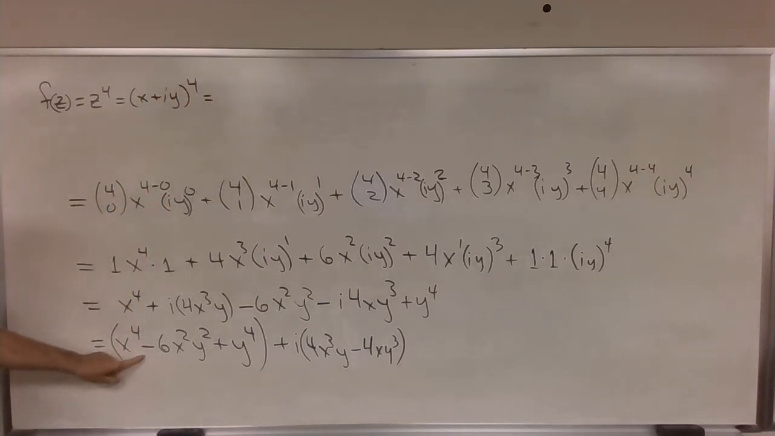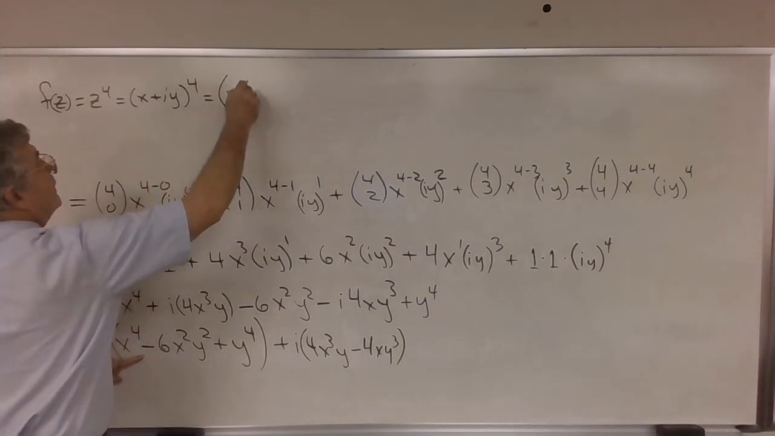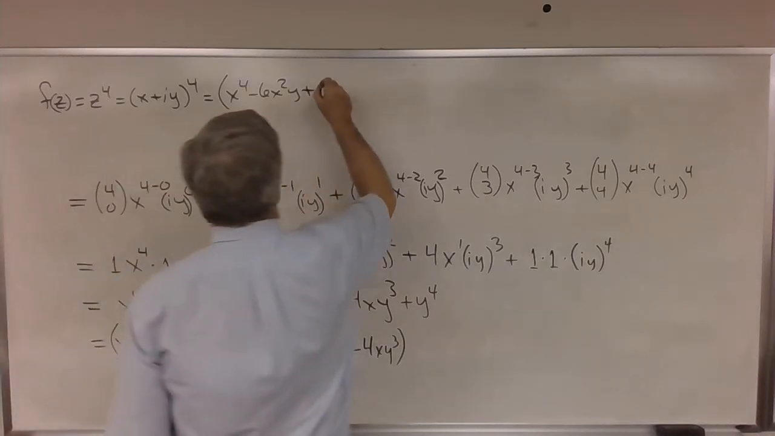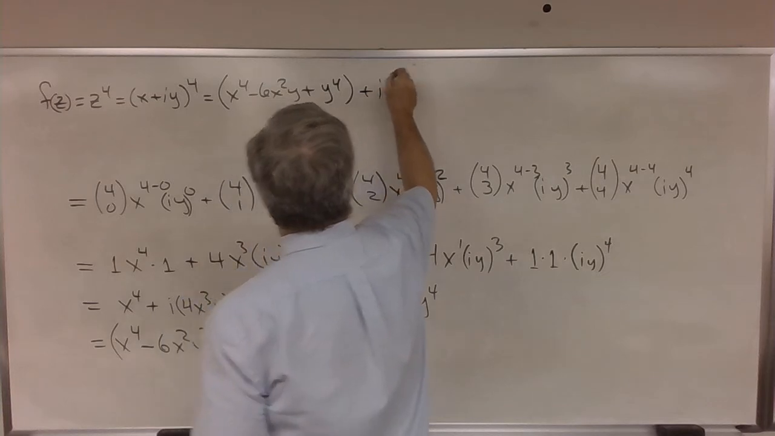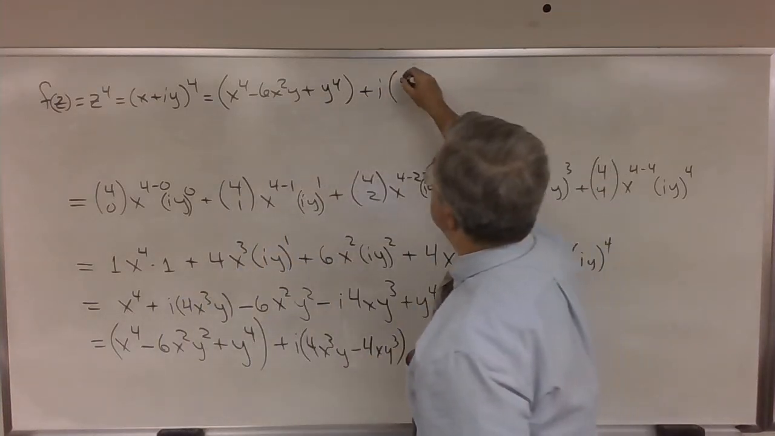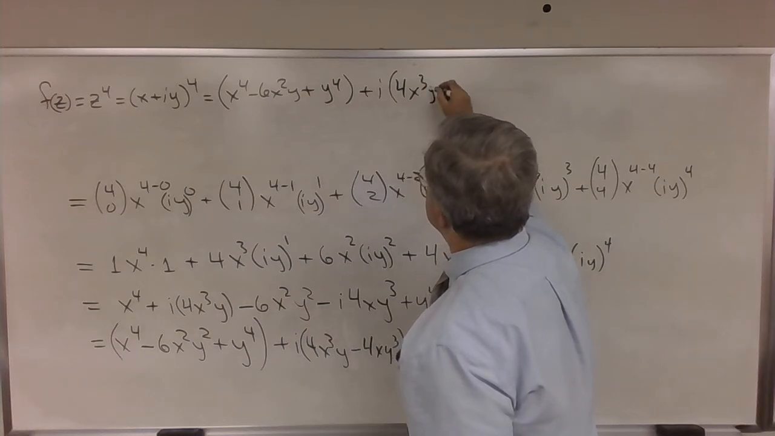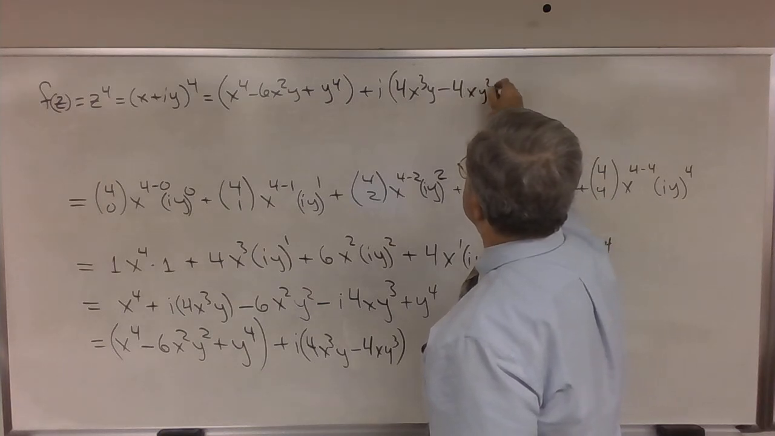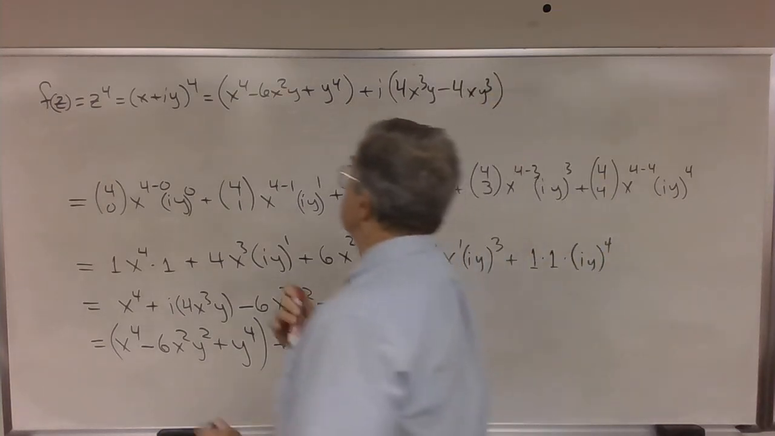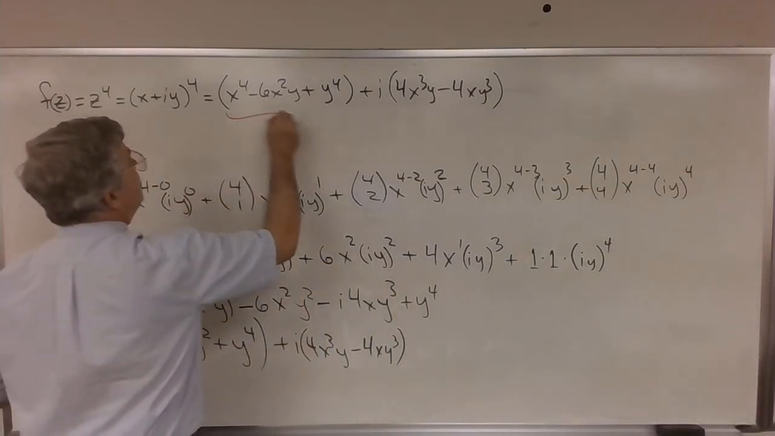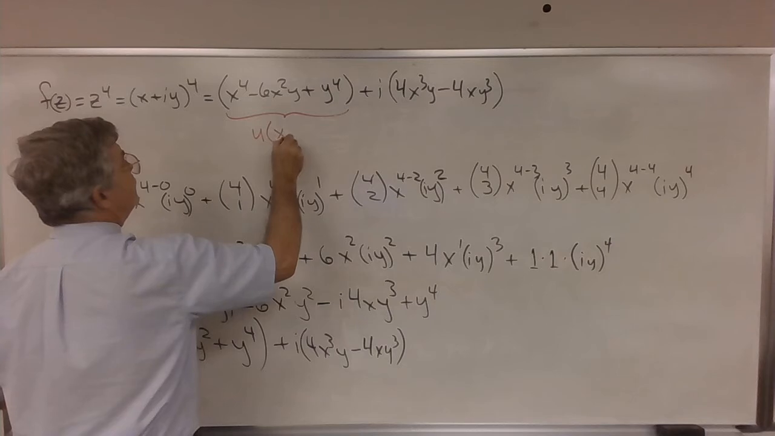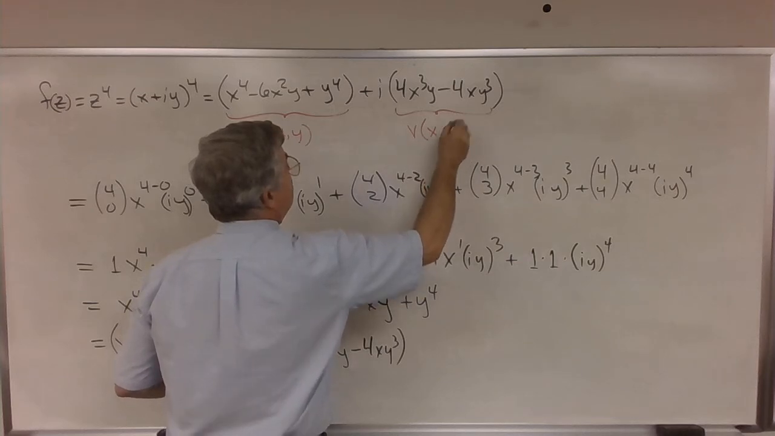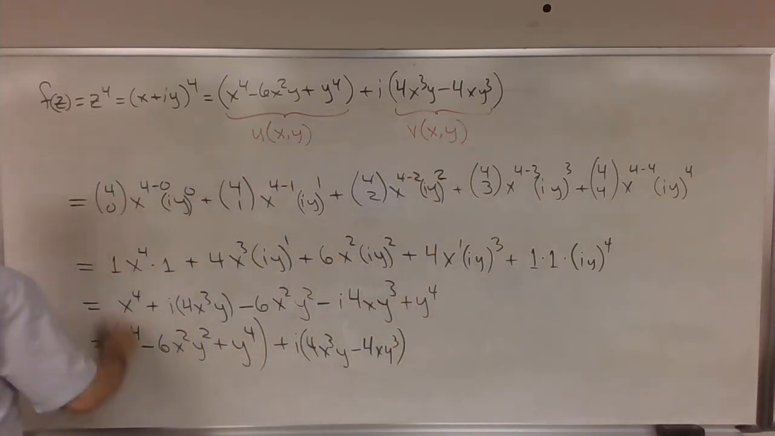x to the fourth minus 6x squared y squared plus y to the fourth plus i times 4x cubed y minus 4xy cubed. And that's exactly what we wanted. Here is our real part, u of xy. And here's our imaginary part, v of xy. Bravo.